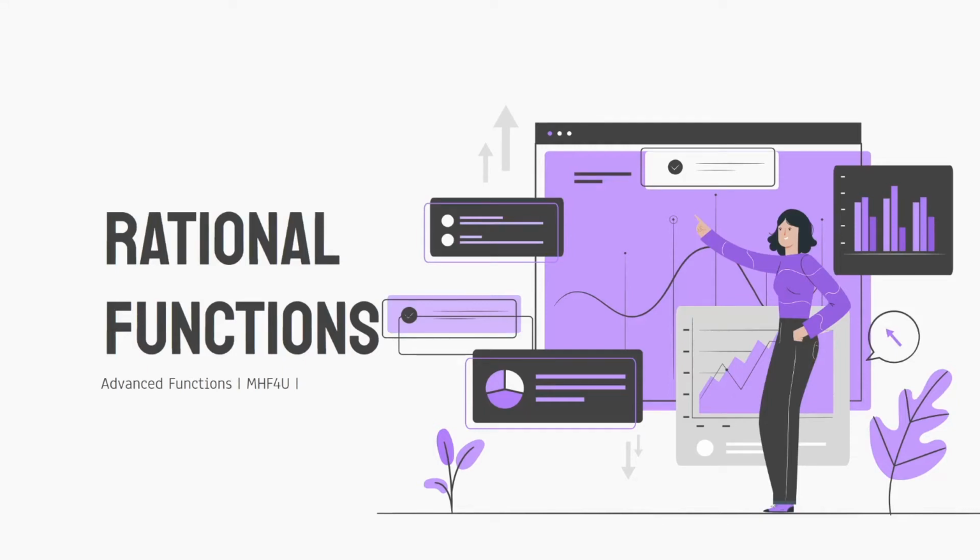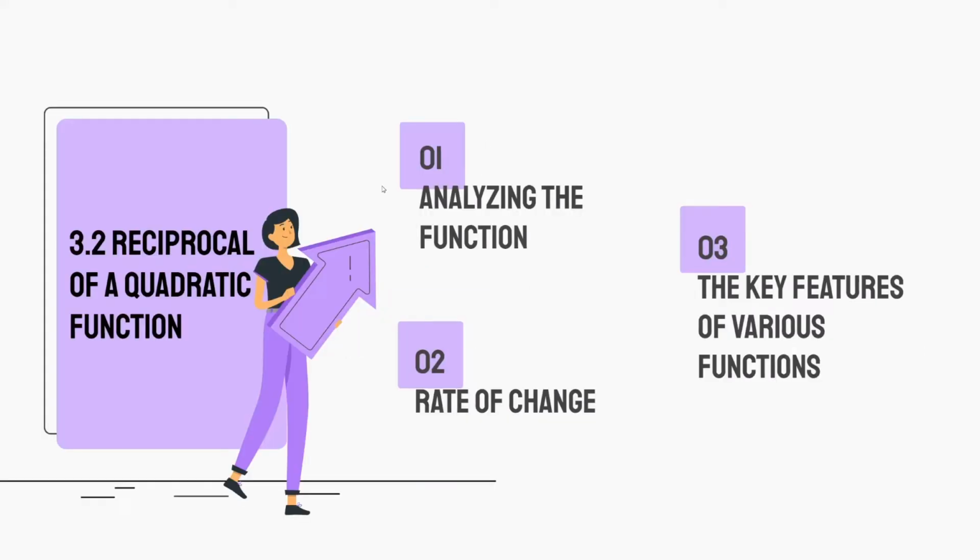Hello everybody and welcome back to Advanced Functions. Today we're going to be doing chapter 3.2, which focuses on the reciprocal of a quadratic function. So essentially we'll be following the same steps we did last time. However, since this is talking about quadratic functions, we're adding a little bit more in-depth content to learn more about them. So let's get started.